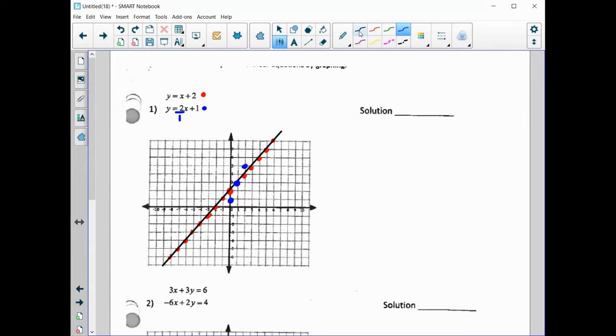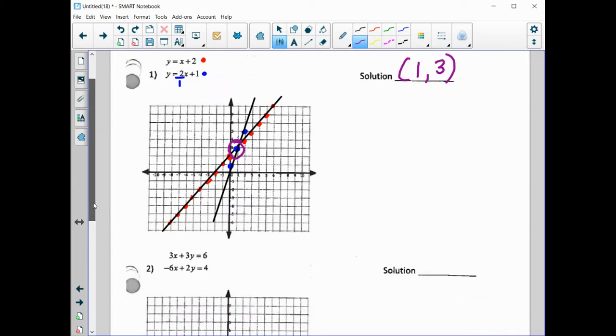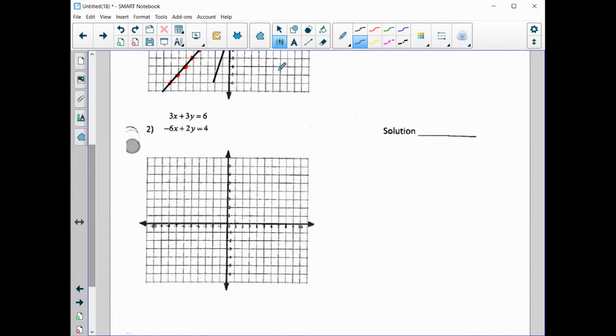I already found the point where these two lines cross. They cross at the point 1, 3. So my solution is the point 1, 3. And I picked purple because it's where the blue and the red overlap. So they made purple. All right, for number 2, the equations are not in slope-intercept form.